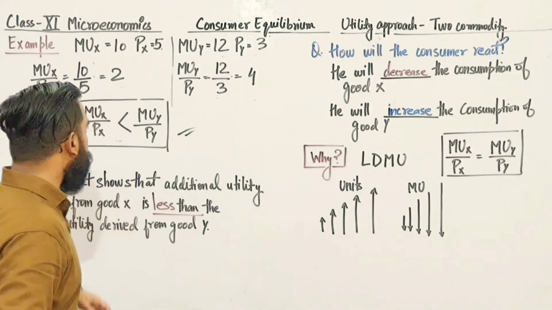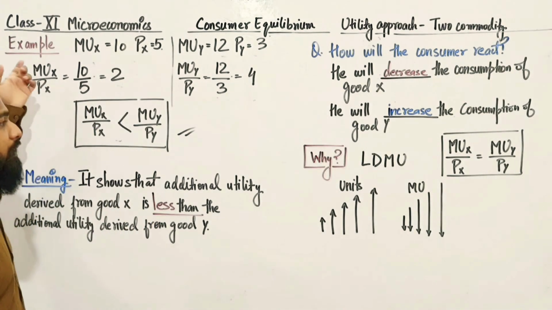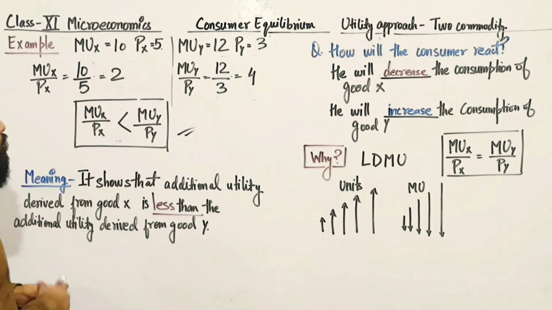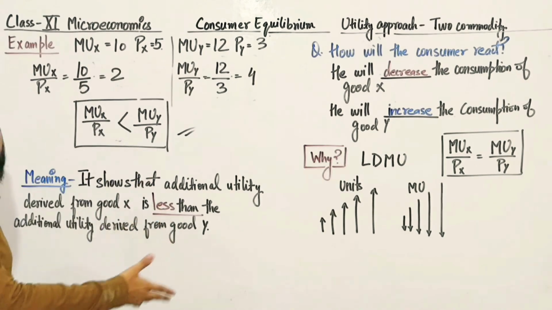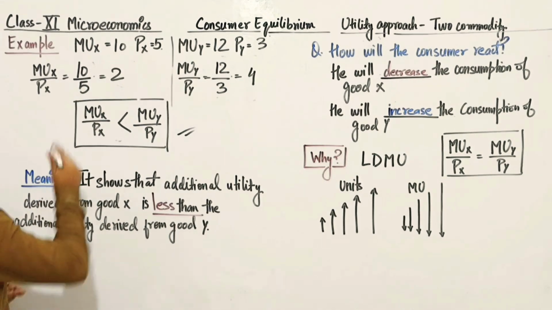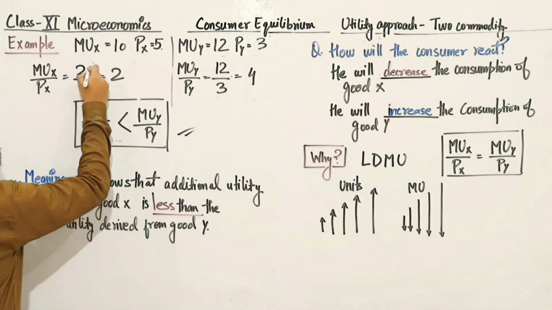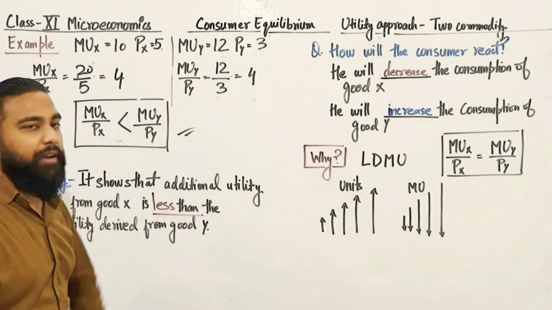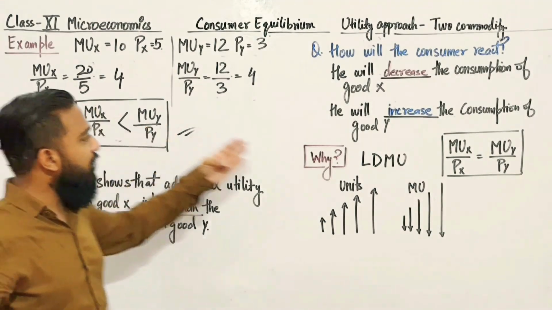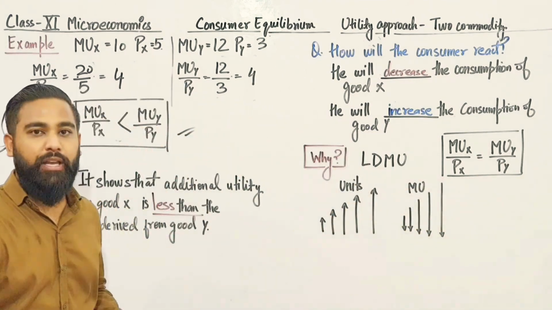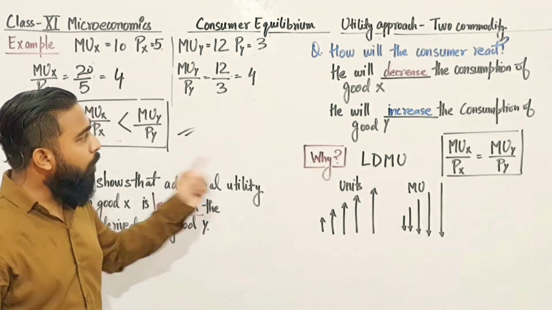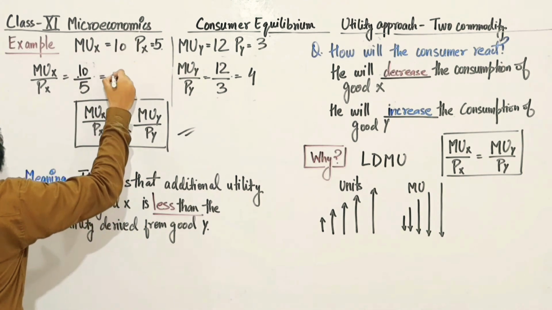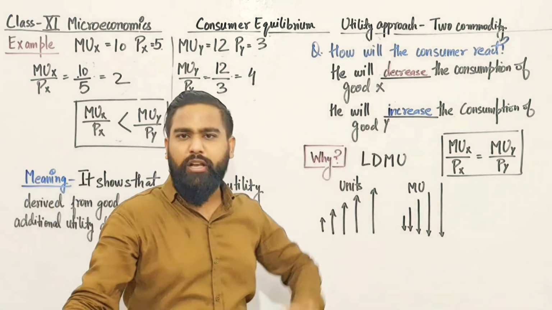So if we decrease the units of good X, the marginal utility will increase from 10 to 12, to 15, to 18, or when it becomes 20, it will become exactly equal to MUY upon PY. Fine, and then the scenario will become MUX upon PX equal to MUY upon PY. Or we can have the opposite scenario also, like we can increase the consumption of good Y.